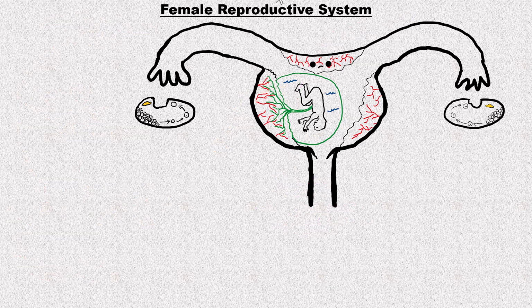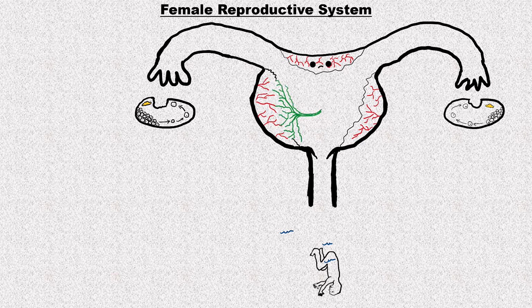And after the end of 9 months, the water will break, meaning all that amniotic fluid comes out. The baby will be birthed, and the placenta and umbilical cord will come out as well, followed by all the thickened lining of the uterus.